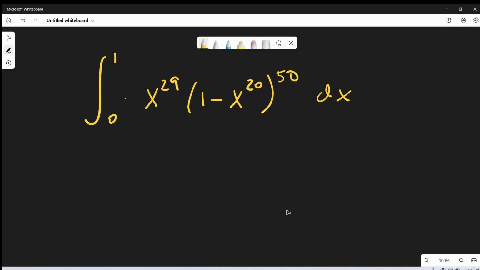Okay, we got another interesting integral here. We get an integral from 0 to 1, x to the 29th, (1 minus x to the 20th) to the 50th. Now, of course, you may be tempted to just multiply this out, 1 minus x to the 20th to the 50th, but that's going to be a lot of work, so let's skip that. What we're going to do instead is use the beta function.